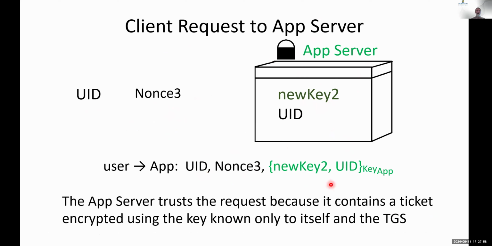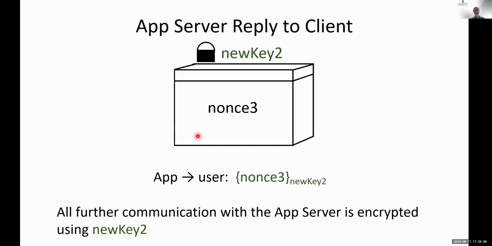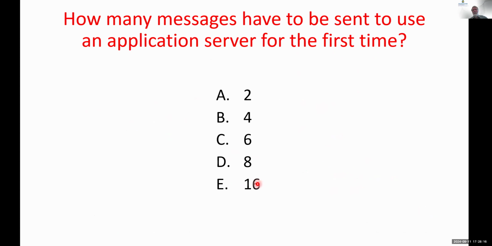The application server goes, oh, this must be valid because this is encrypted with the key server's key. So I know it's good. It's got the nonce. And then it's all in the textbook and on the web. It takes a little time to get the idea of it. We're not going to do this question. The answer, by the way, was 6. There are 6 messages to get going.